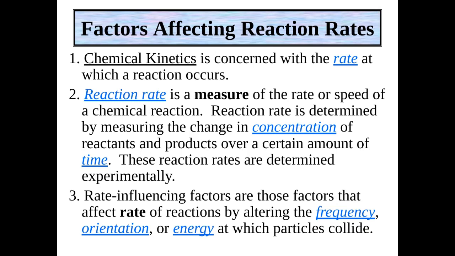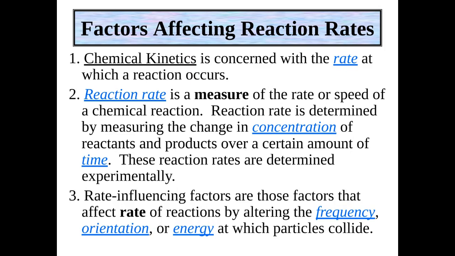So chemical kinetics is really all about the rate at which a reaction occurs, so how fast a chemical reaction occurs. And reaction rate is a measure of the speed of a chemical reaction, and it is determined by measuring the change in concentration of reactants and products over a certain amount of time. So if the concentration of products, say, is increasing very quickly, then that reaction would have a high reaction rate. Or if it's a very, very slow change in concentration, it's a slow reaction rate, right? They determined this experimentally by measuring concentrations of reactants and products and how they change.